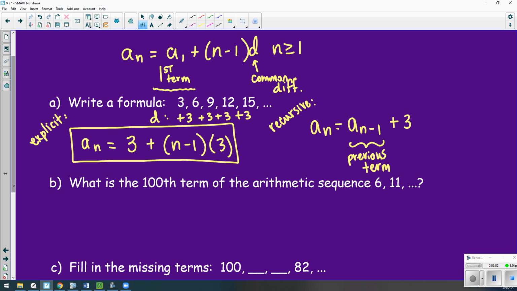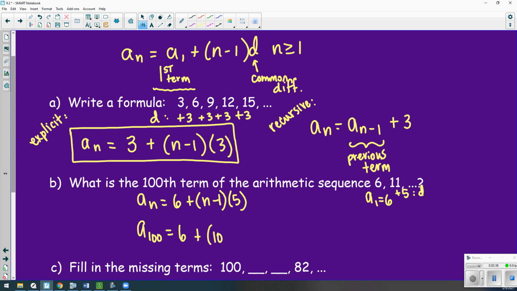So what is the 100th term of an arithmetic sequence? Oh boy, I don't really feel like expanding this sequence 100 terms. Well, I know that a sub 1 is equal to 6. And then from 6 to 11 is plus 5. So that's my common difference. I think I can come up with the 100th term. A sub n will be equal to the first term, 6, plus n minus 1 times that common difference of 5. If I wanted to know the 100th term, or a sub 100, I would go 6 plus 100 minus 1 times 5.